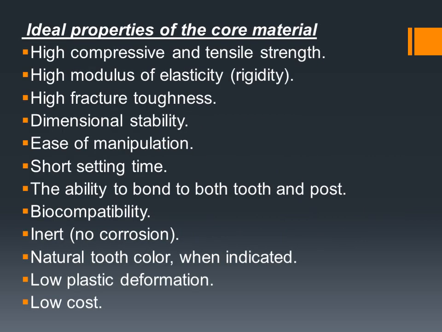So what are the ideal properties or requirements for a core material? It should have a higher compressive strength along with tensile strength, and higher modulus of elasticity. That means it should be rigid. So higher fracture toughness, dimensional stability. It should have ease of manipulation and short setting time, and it should have the ability to bond to the tooth and along with the post also, and it must be biocompatible and also inert. It should mimic the natural tooth color when indicated in the anterior teeth, and also it should have low plastic deformation, and it must be economical and easily available.